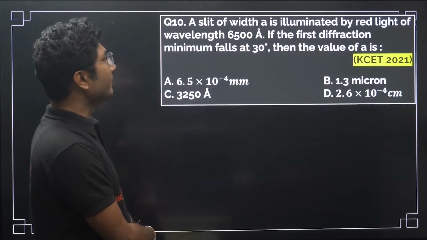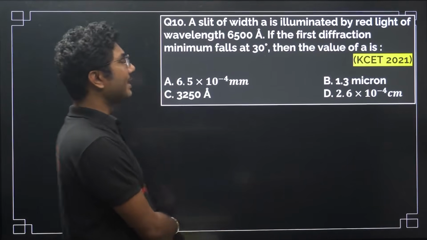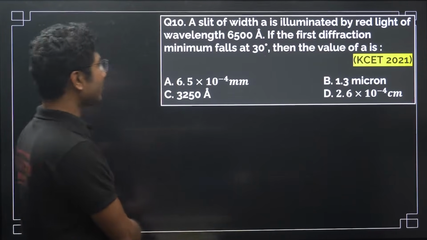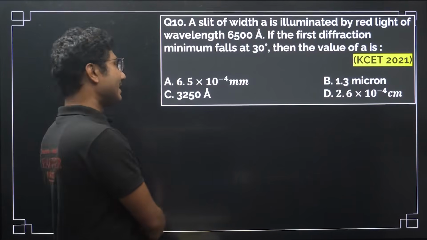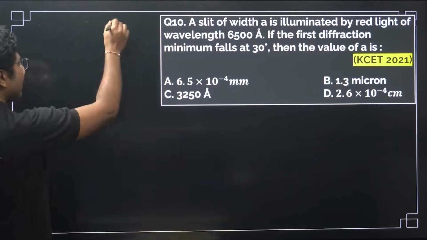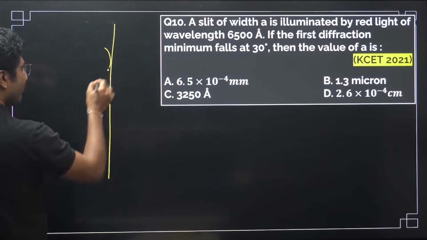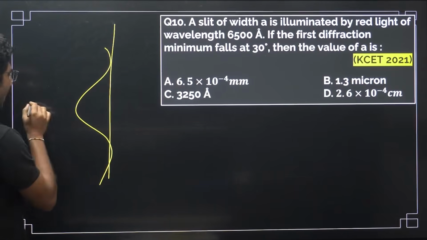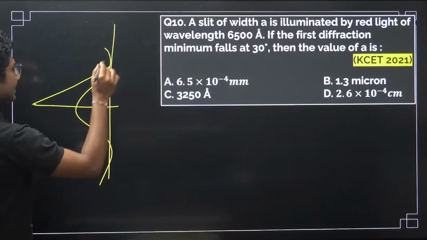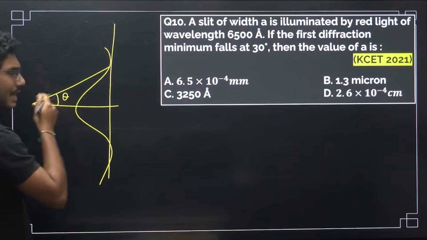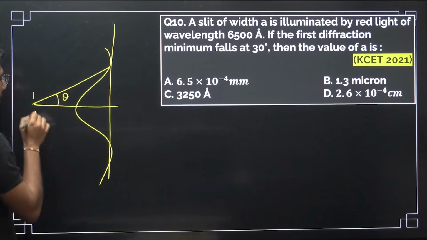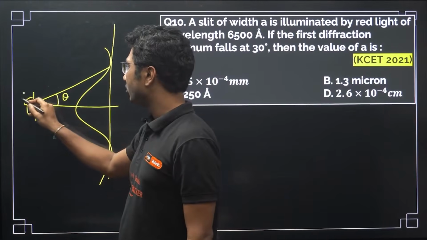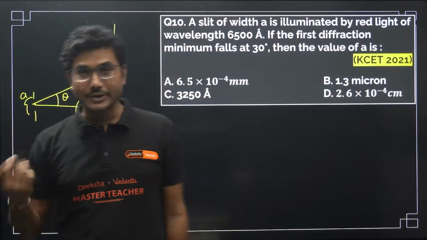A slit of width a is illuminated by red light of wavelength 6500 angstrom. If the first diffraction minimum falls at 30 degrees, then the value of a is. Now this formula I have not done in my lecture, but it is very important for KCET. Here we have a slit width, and this angle is called the angular width. The slit is opened by a small distance a, and the wavelength of the light used is lambda.